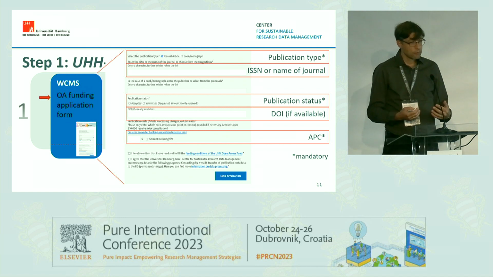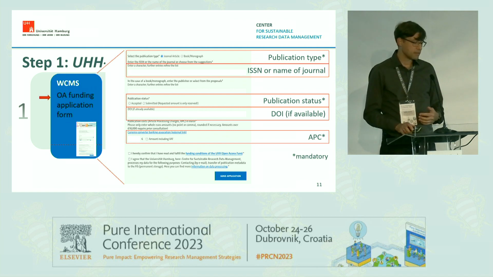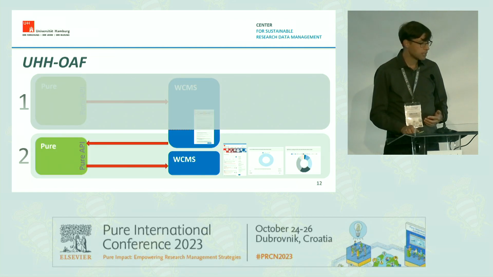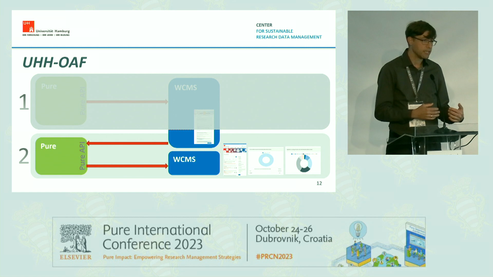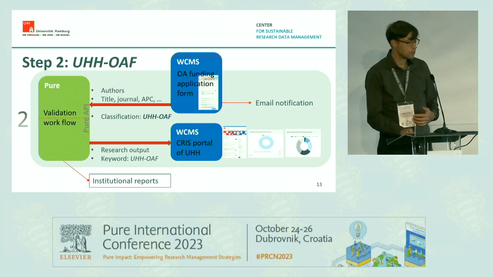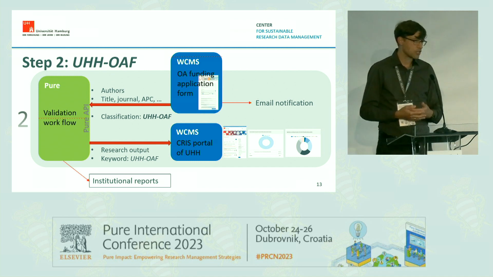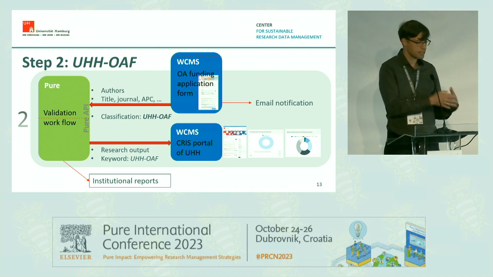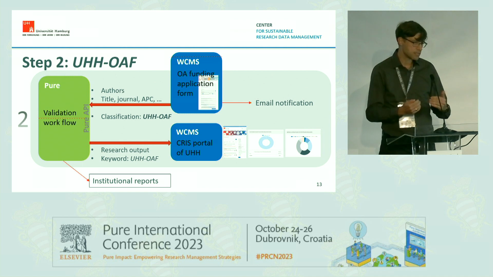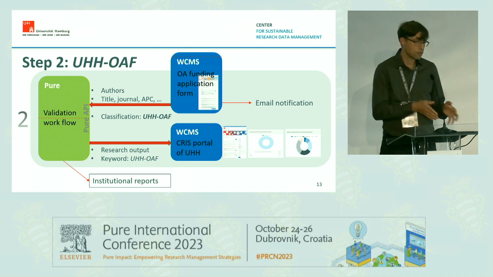And when all these mandatory fields are filled, then the researcher can submit it, and when it's successful, then the first step is finalized, and automatically the second step starts. And the data are getting to Pure again. You can see it here on the right side. A new entry is generated by the Pure API in Pure with author information, title, journal, and all these metadata fields. And of course, our classification keyword that we can separate different funds inside of Pure.